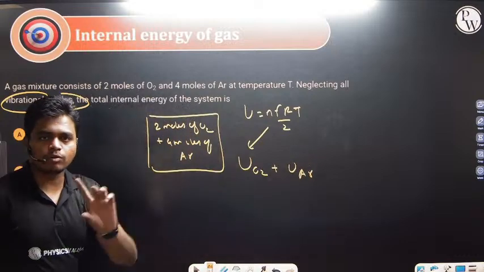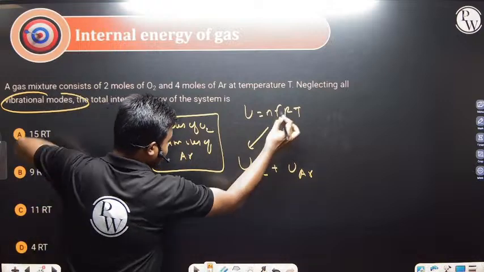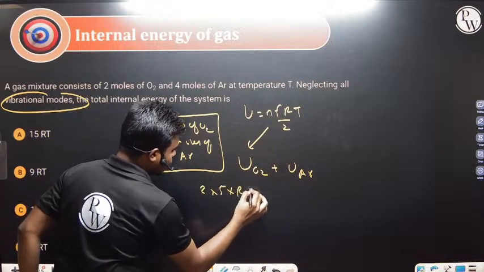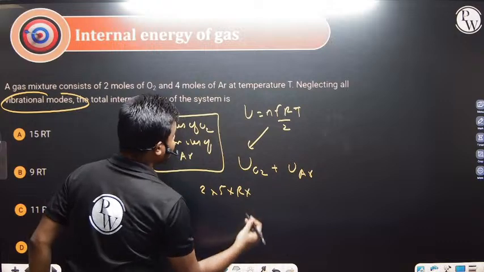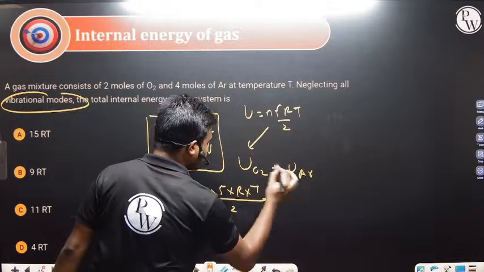Oxygen is a diatomic molecule. What is the degrees of freedom for a diatomic molecule? 5. What is the number of moles? 2. So 2 into f, 5 into R into temperature. What is the temperature? Temperature is T only, right? Divided by 2, plus argon, nf by 2.